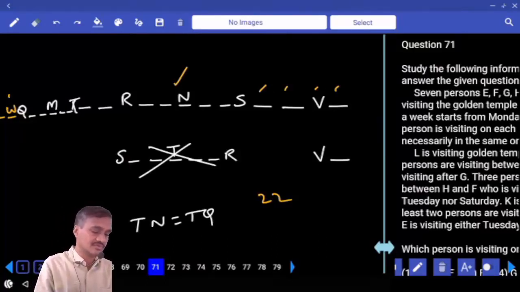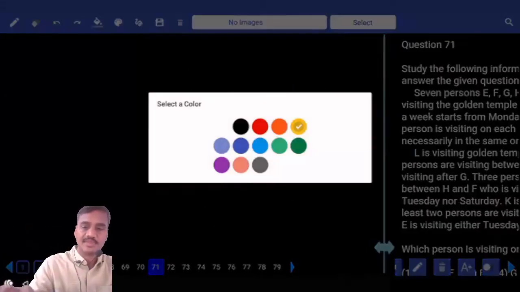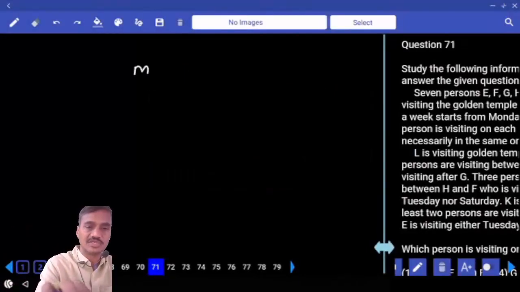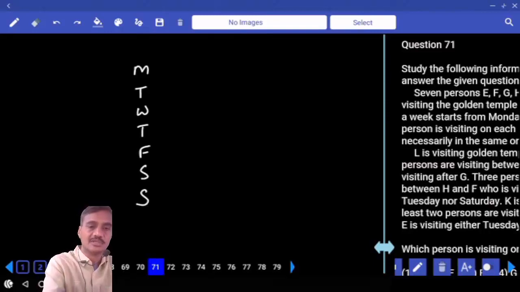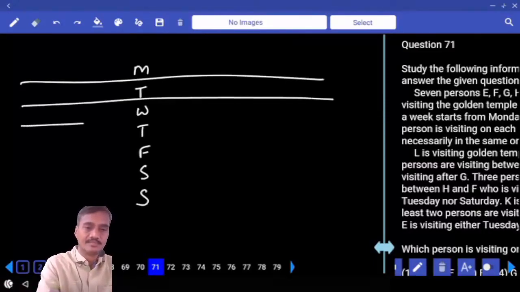Then 71 to 75. Now in 71 to 75, how many persons are there? 7 persons. C, F, G, H, K, L, M are visiting the Golden Temple one after the other in a week, starting from Monday and ending on Sunday. Hence, Monday, Tuesday, Wednesday, Thursday, Friday, Saturday, and Sunday.